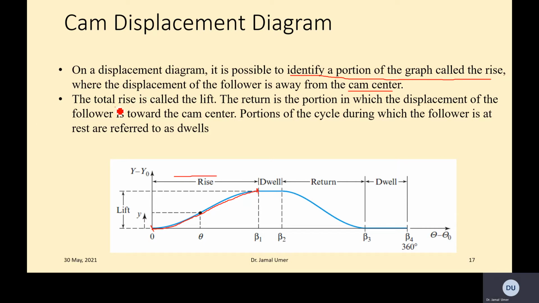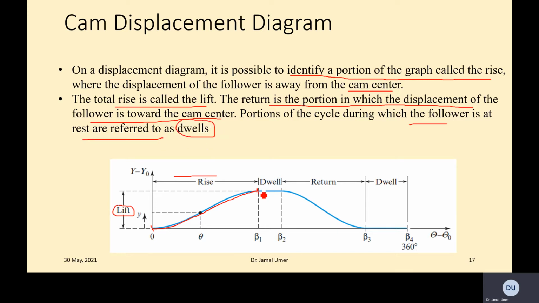Then the total rise is called the lift. So that's why it's called a lift. The maximum rise is called lift. The return is the portion in which the displacement of the follower is towards the cam center, and the portion of the cycle during which the follower is at rest is called the dwell. So this one is called a dwell.